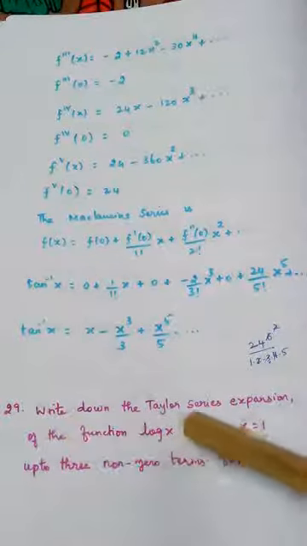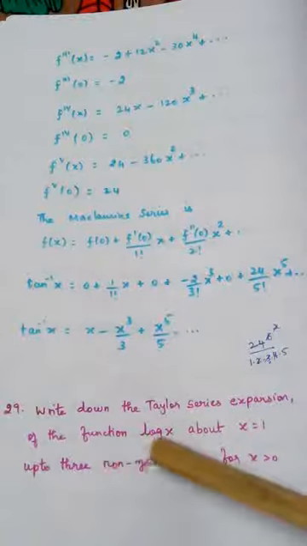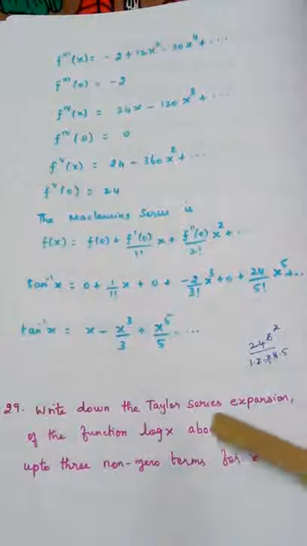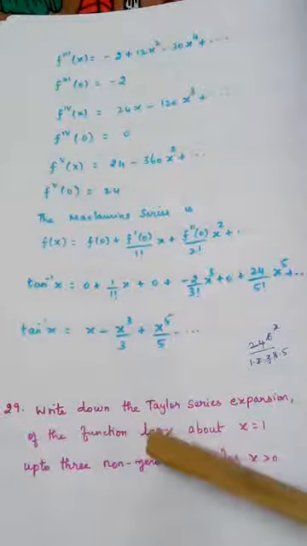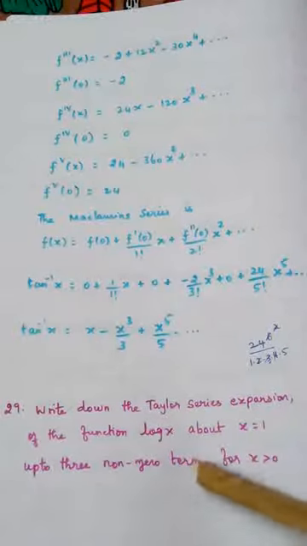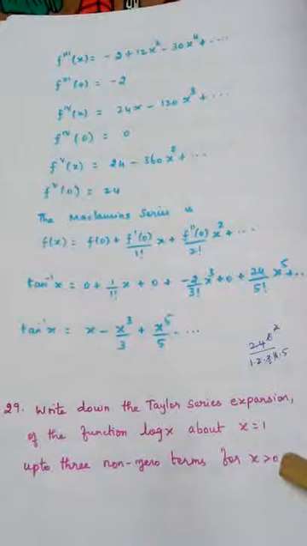Write down the Taylor series expansion of the function log x. The function is log x about x is equal to 1. So about this point we have to write this function in Taylor series. They have given up to 3 non-zero terms. They are asking us to write 3 terms for x is positive.